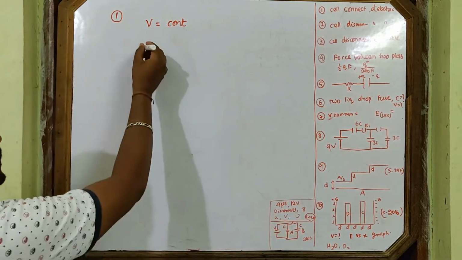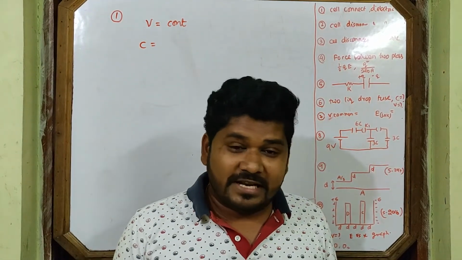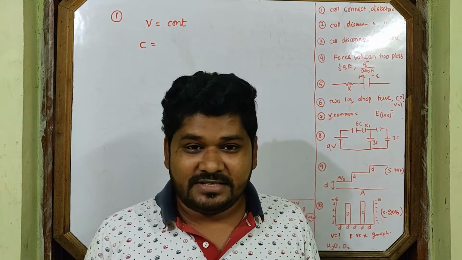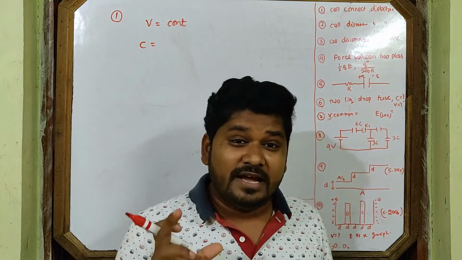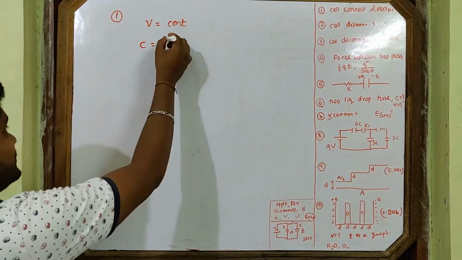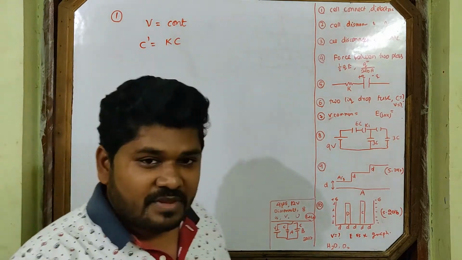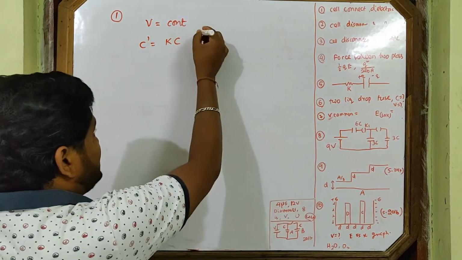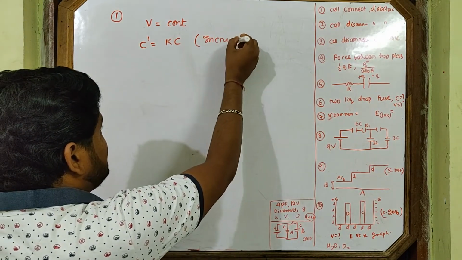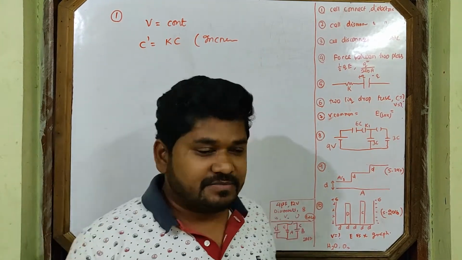Then the second one. Now let's see, what about the capacitance? I told you, cell connected or not connected doesn't matter. If a dielectric of dielectric constant K is inserted, then the capacitance becomes K times. So C dash becomes KC. It becomes K times, the capacitance increases. Capacitance increases K times.